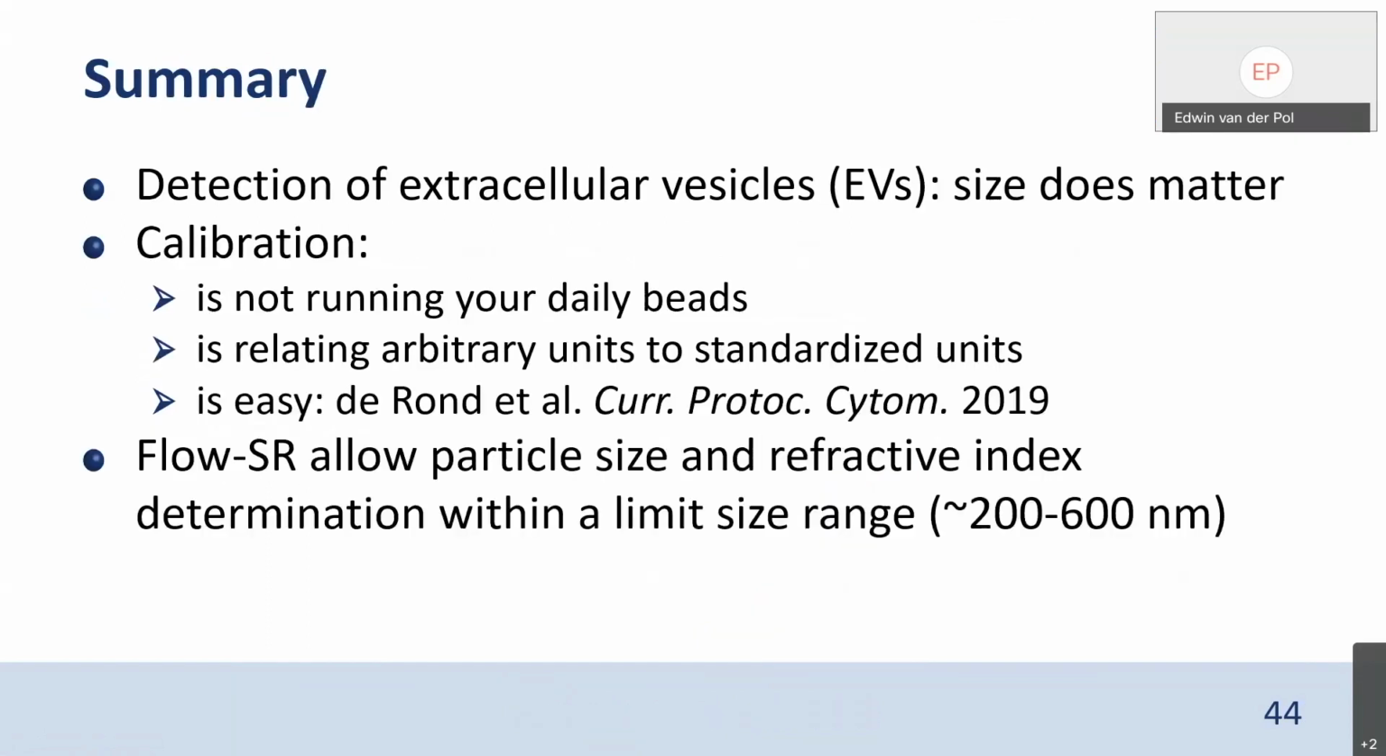So in sum, yeah, if you detect EVs, always keep in mind that the size matters. Ask yourself the question, in which size range am I measuring the EVs? A calibration is not just running your daily beads. No, a calibration is relating arbitrary units to standardized units. And for scatter, a good choice may be the diameter of EVs. And it's doable. You can read the paper of de Rond et al. to see your options.